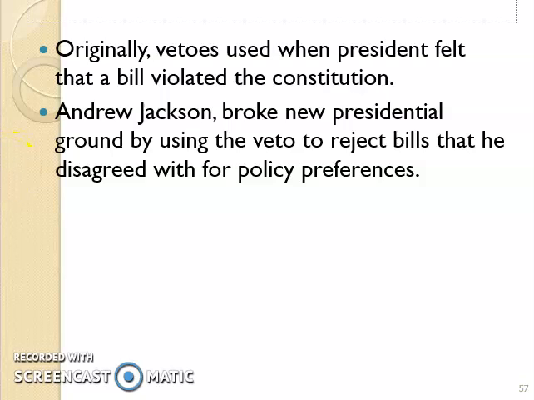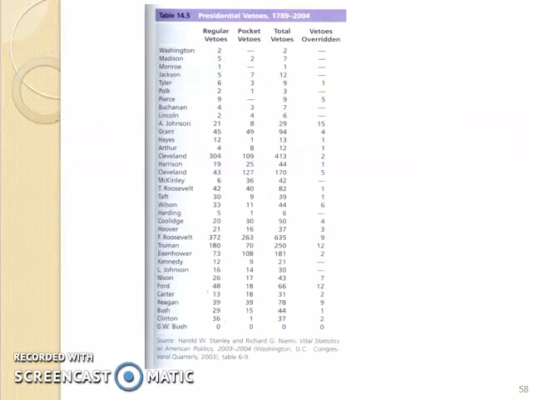Andrew Jackson broke new presidential ground for using the veto by rejecting bills that he disagreed with on policy grounds. And he vetoed more legislation than all prior presidents combined.